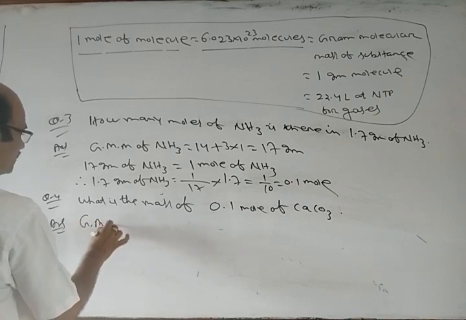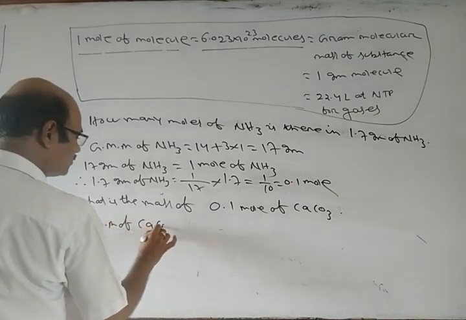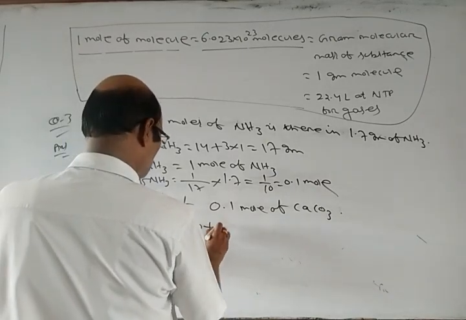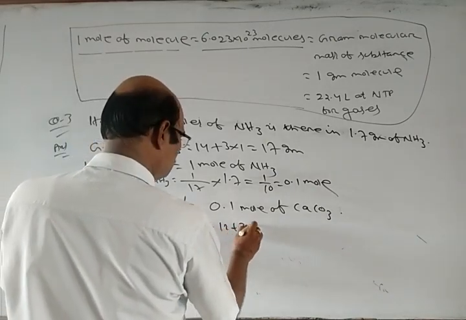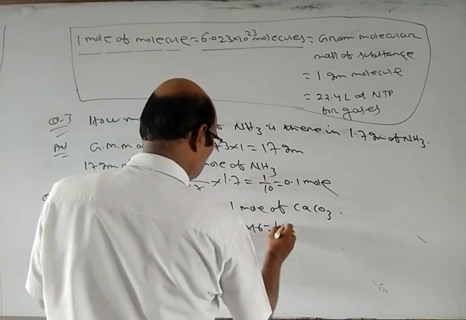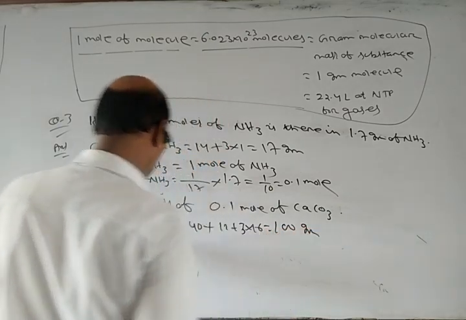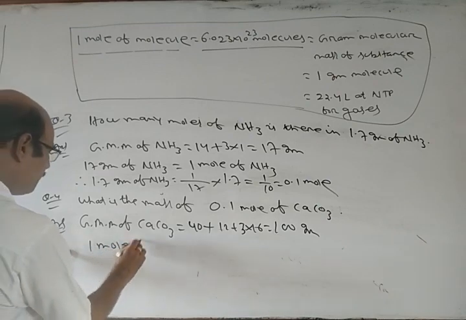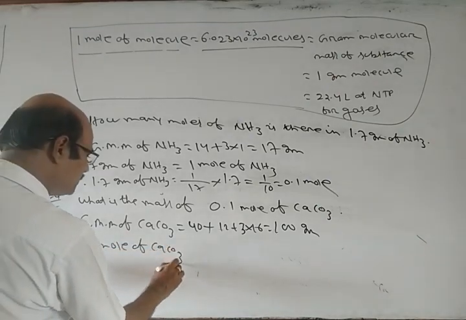gram molecular mass of calcium carbonate is equal to what? Calcium 40 plus carbon 12 plus 3 into 16, equal to 100 gram. So 1 mole of calcium carbonate is equal to how many gram?